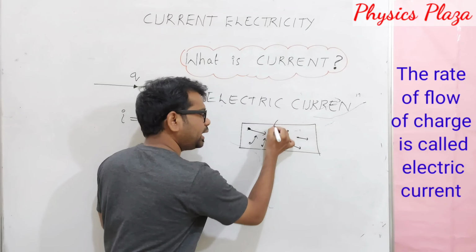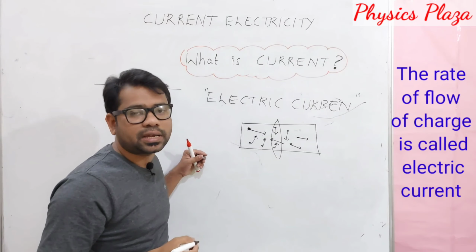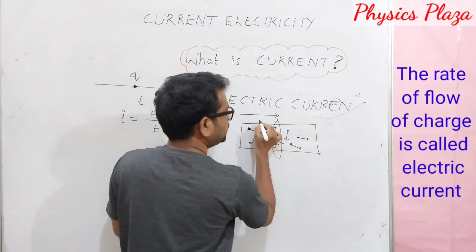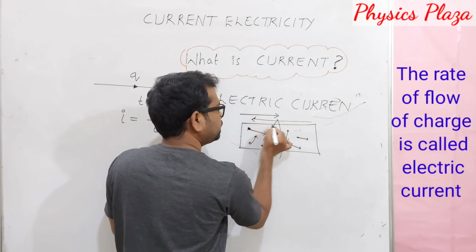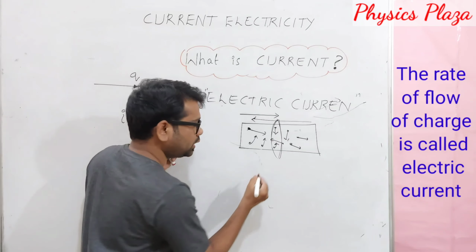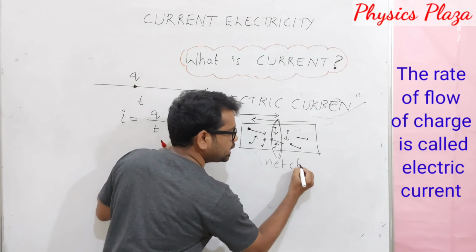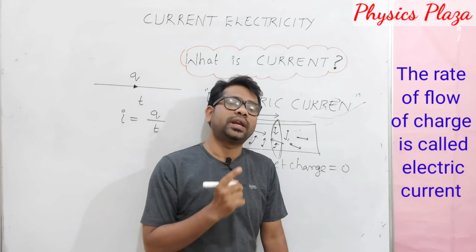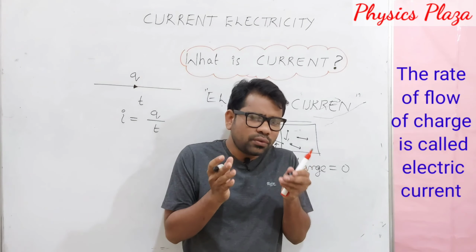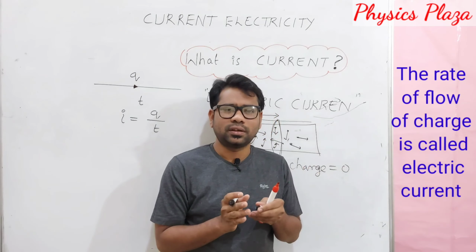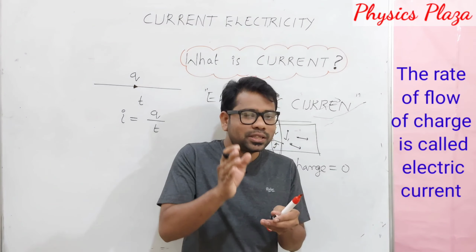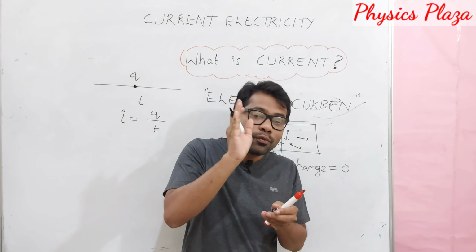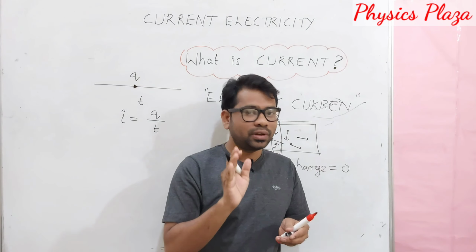So if you take any area of cross section at any time, then the amount of charge flowing from left to right is equal to the amount of charge flowing from right to left through this area of cross section. So at any time, dear children, the net charge will be 0. So we need to talk about the net charge. The motion of charges is not actually electric current. The charges should move in a particular direction. A particular direction of flow of charges will give you electric current.